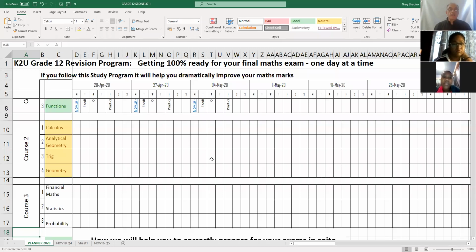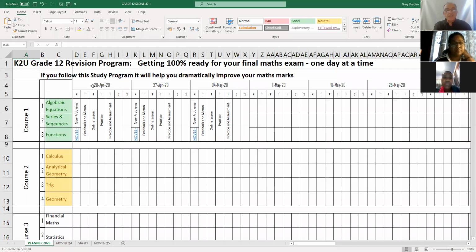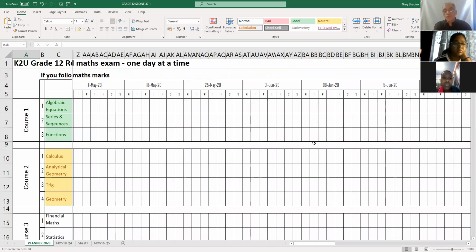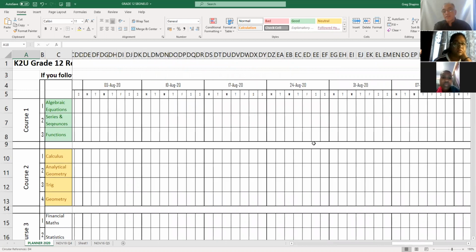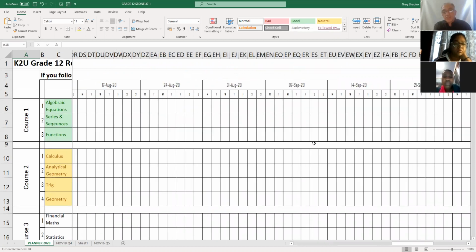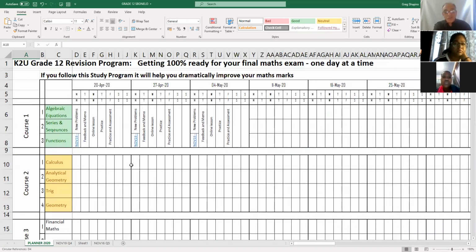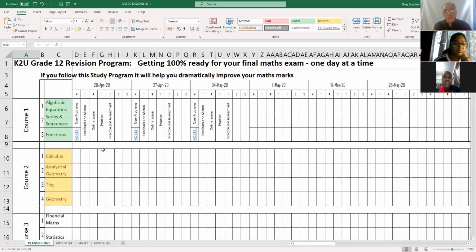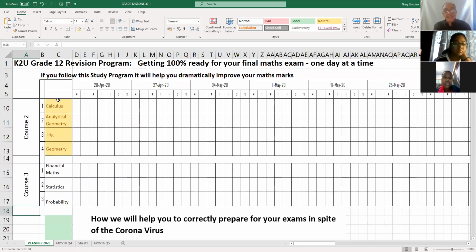Okay, so what you've got here is the 3 courses, and you can see the dates: 20th of April, 27th, 4th of May. It runs all the way through to the 28th of September. There's actually not that much, to give you a bit of confidence in your maths. There are 10 sections that have to be mastered.